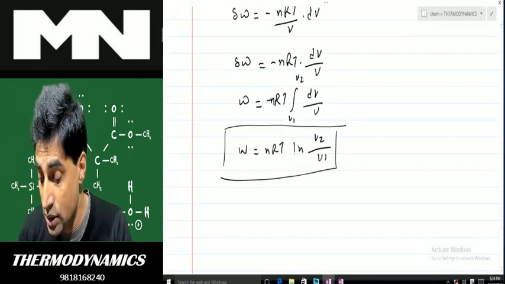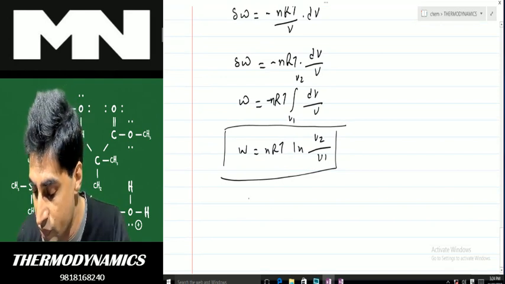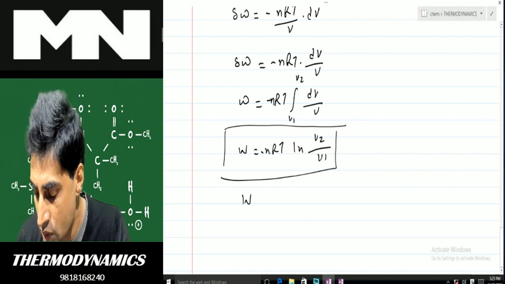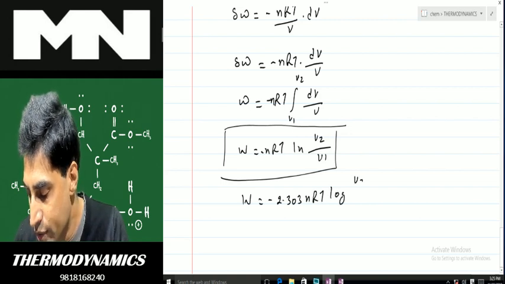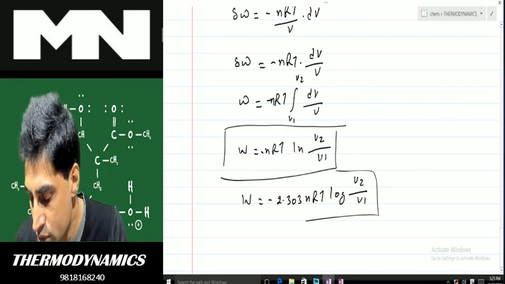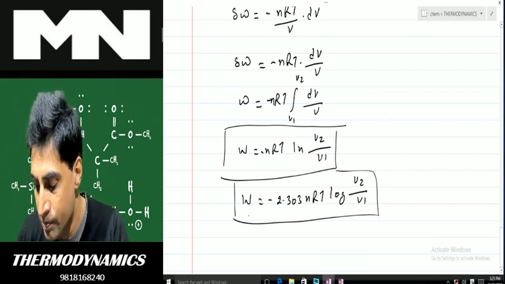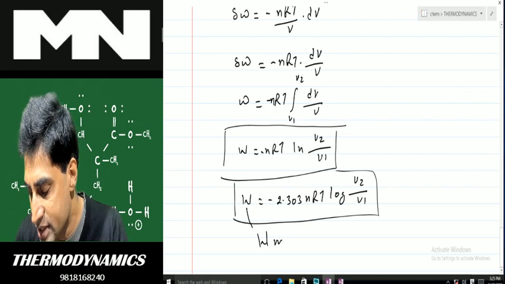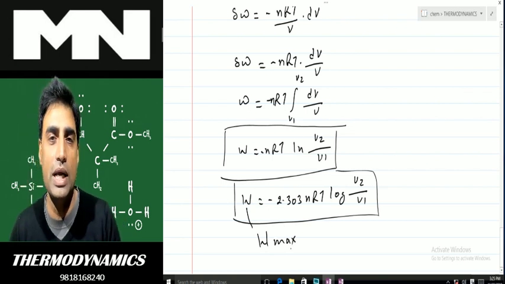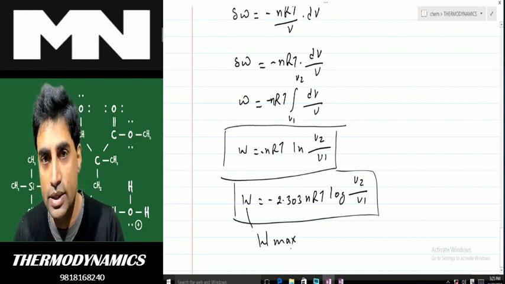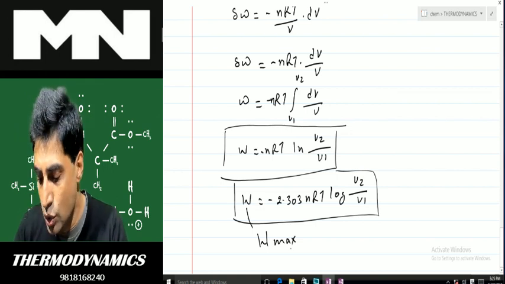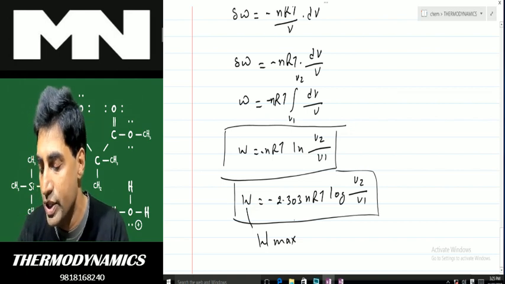I can convert this natural log to log to the base 10. In that case, work done will become minus 2.303 nRT log V2 by V1. So this is the volume change from V1 to V2. We can call it maximum work done. So whenever you are asked to calculate the maximum work done, that automatically means the conditions are reversible and you will calculate the work done in reversible conditions. So work done in reversible conditions is minus 2.303 nRT log V2 by V1.